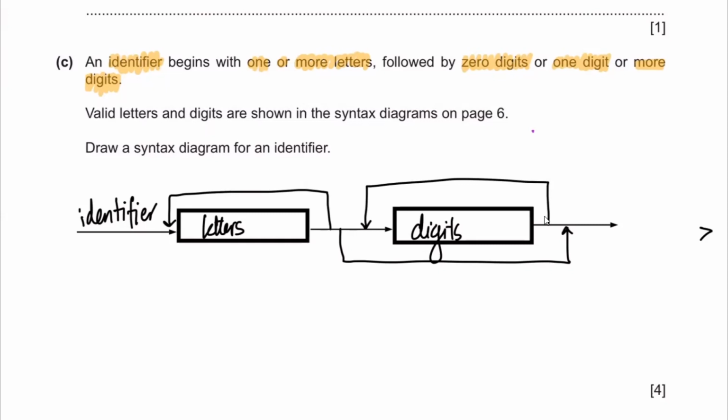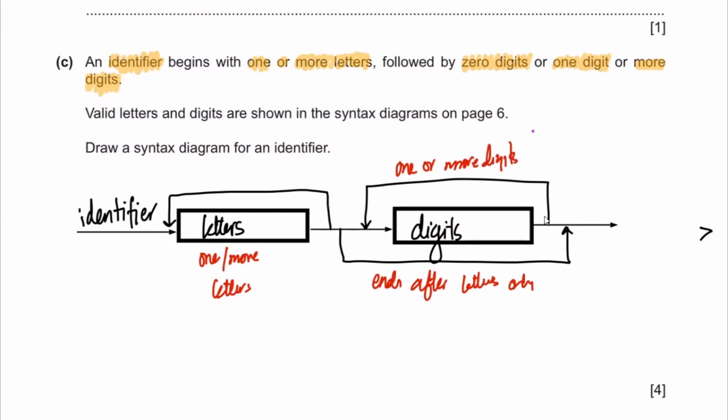So if we are trying to label it out: one or more letters, ends after letters only; one or more digits, and this finally ends after digits and letters. So this is the best way to understand this syntax diagram. Obviously, you don't need to write this in the question paper. The ones that I wrote in red are just for understanding purposes. So that's the way you draw a syntax diagram for given conditions.